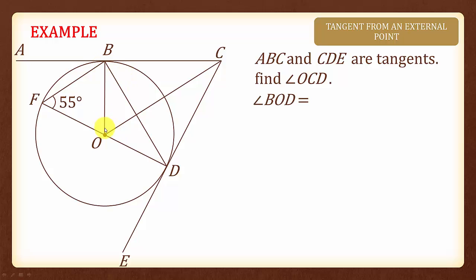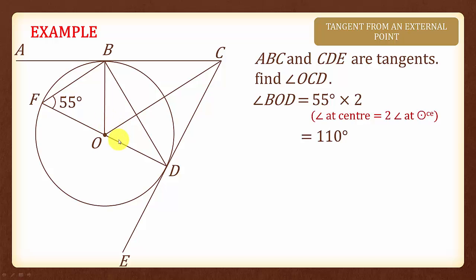Yes, angle BOD is equal to 55 degrees times 2. Do you know why? Yes, because it is angle at the center equals twice the angle at the circumference subtended by the arc BD here. And we will have 110 degrees.